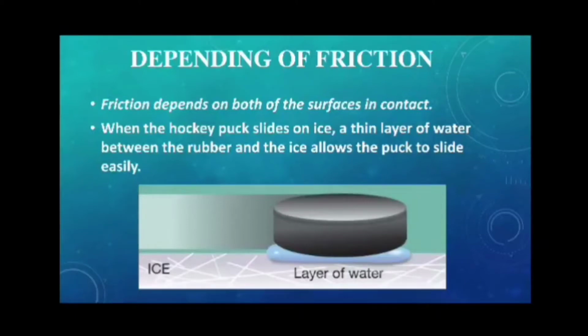So now, the friction depends on both of the surfaces in contact. In our last video we saw what the cause of friction was. Now the friction depends on both of the surfaces in contact. When the hockey puck slides on the ice, a thin layer of water between the rubber and the ice allows the puck to slide easily. Why? Because both the surfaces are smooth. So obviously the friction depends on both of the surfaces.